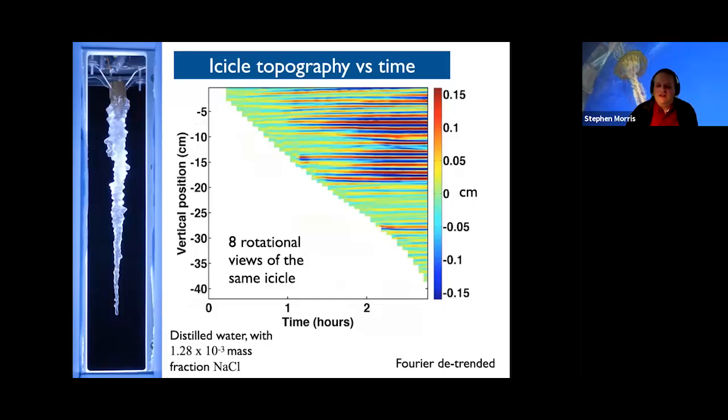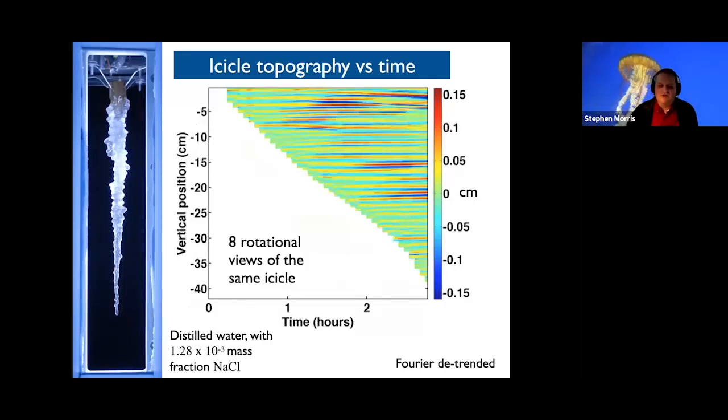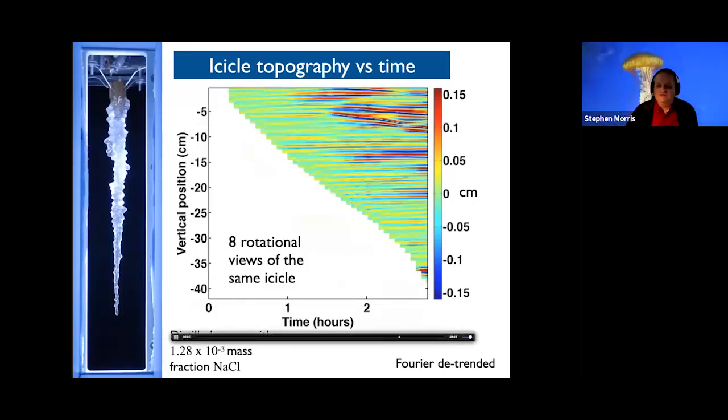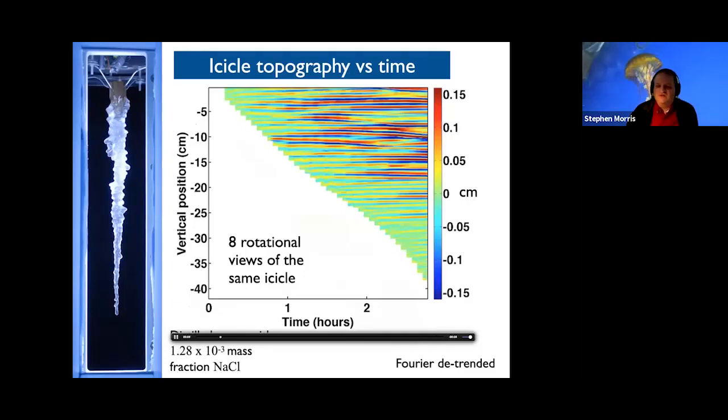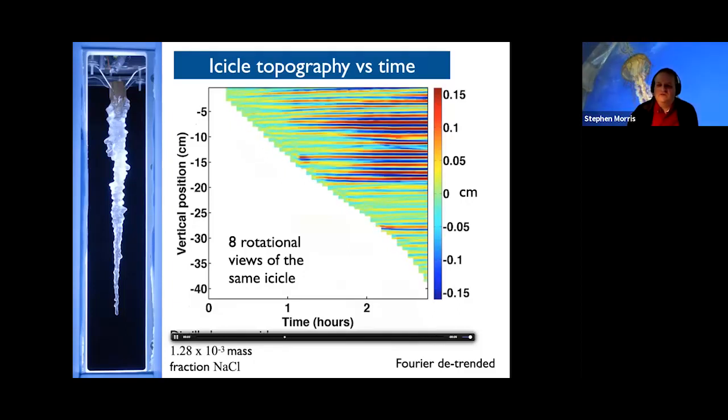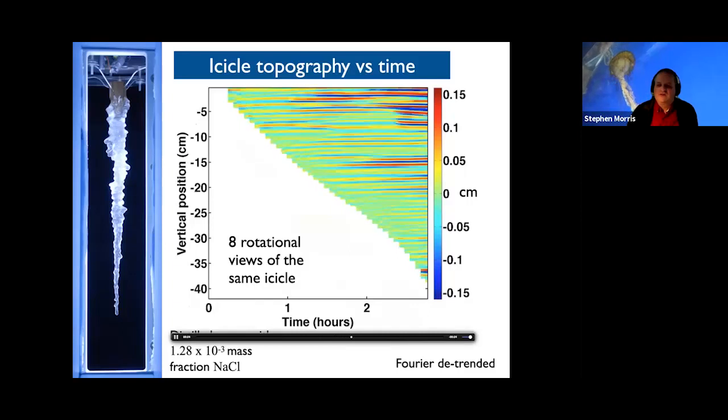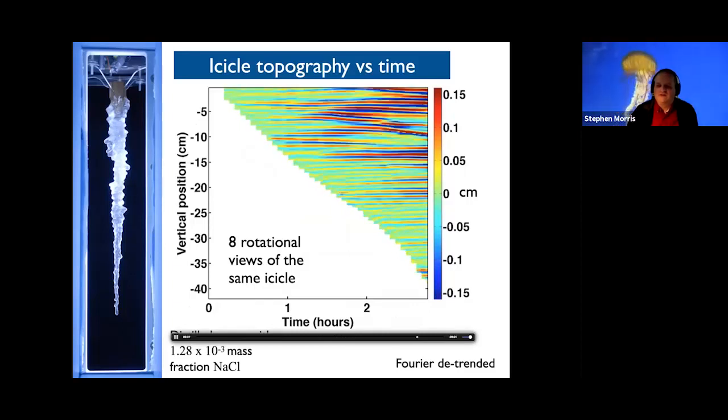So this is 8 different rotational views of this blobby looking icicle. And here you see that from different angles of view, the ripples are different. On some sides, there's almost no ripples. From other sides, there are ripples that kind of collide with each other and are complicated.